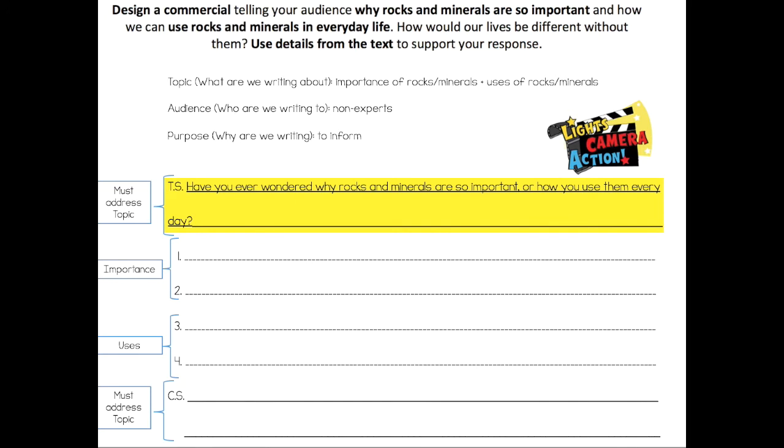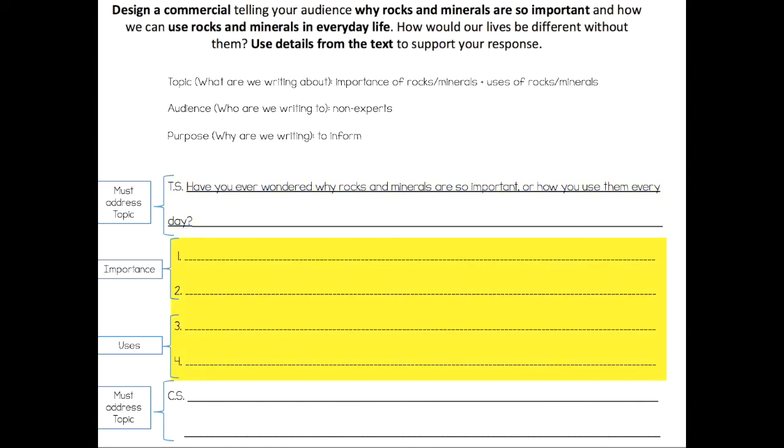Have you ever wondered why rocks and minerals are so important, or how you use them every day? If I hear this question in a commercial, I'm already thinking, why are rocks and minerals so important? How do I use rocks and minerals every single day? This gets our audience interested so that they'll keep listening to that important information that's coming next. Of course, you all are amazing, creative, and strategic writers, so I'm sure you can think of even better ways to capture your audience's attention using a varying sentence type.